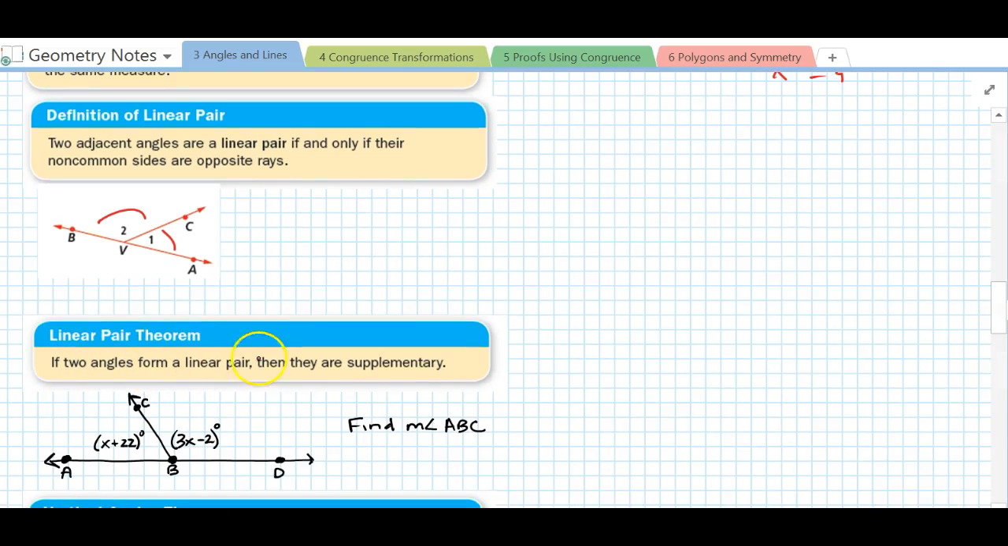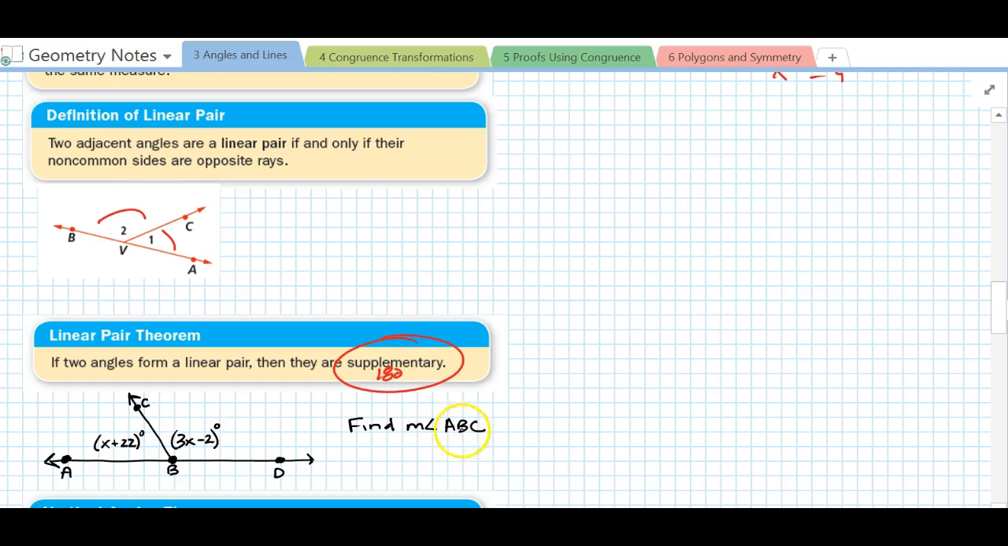If two angles do form a linear pair, then they're automatically going to be supplementary. So when you're working with a straight line and an angle or a ray coming out of it, together those two angles should add up to 180, because that's what supplementary means. So when you see a straight line with an angle coming out of it, you should think that those are a linear pair and that they are supplementary.